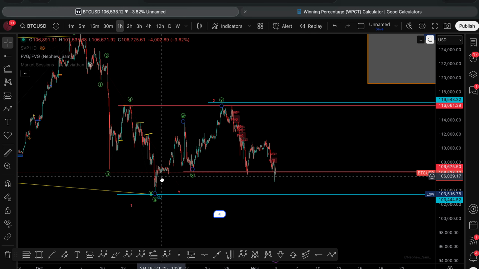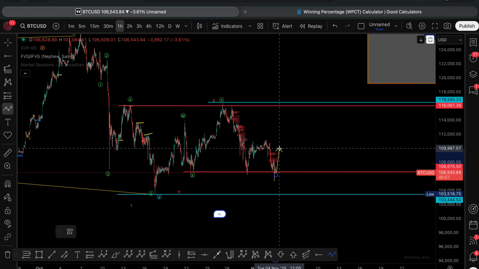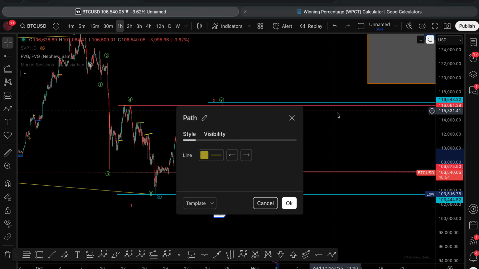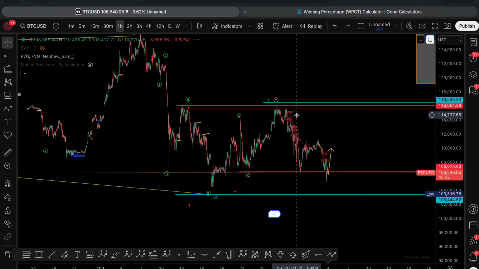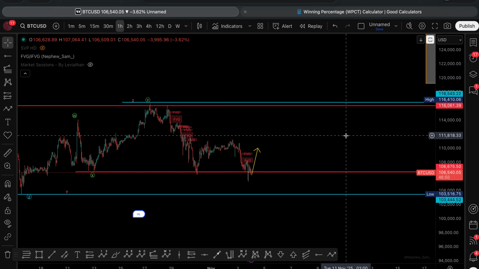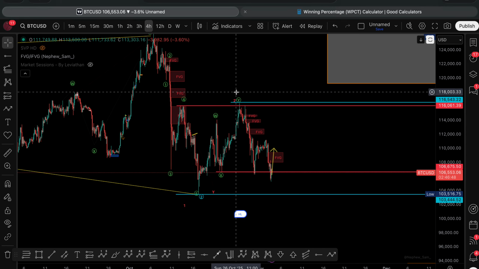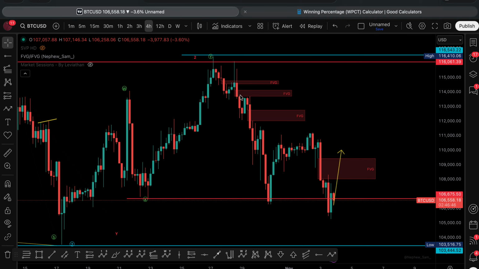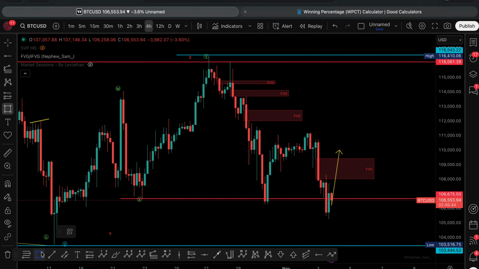But it looks like we've swept some liquidity here. Hence, we might start getting some move to the upside in the short term, right? And mind you, let's just mark the 4 hour. Let's just mark some important zones. So the immediate zone that I'm interested in is this area here.